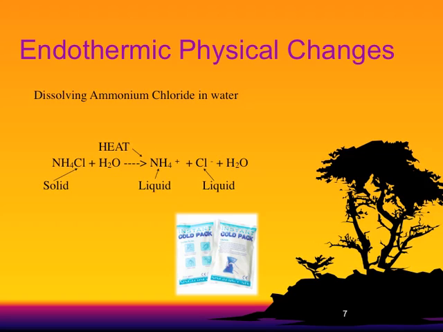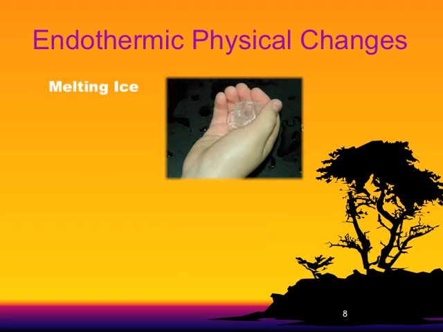Another common endothermic change is melting ice. If you think about it, you start off with water that's a solid, and you end up with water that's a liquid. So the equation that shows this change, it's a physical change, so it's not a chemical equation, but it shows the change from a solid to a liquid. In order for that to happen, to change a solid to a liquid, you need to add heat. Where does the heat come from? Well, the heat comes from your hand. As heat comes out of your hand, it feels colder. Endothermic reactions feel cold to the touch.